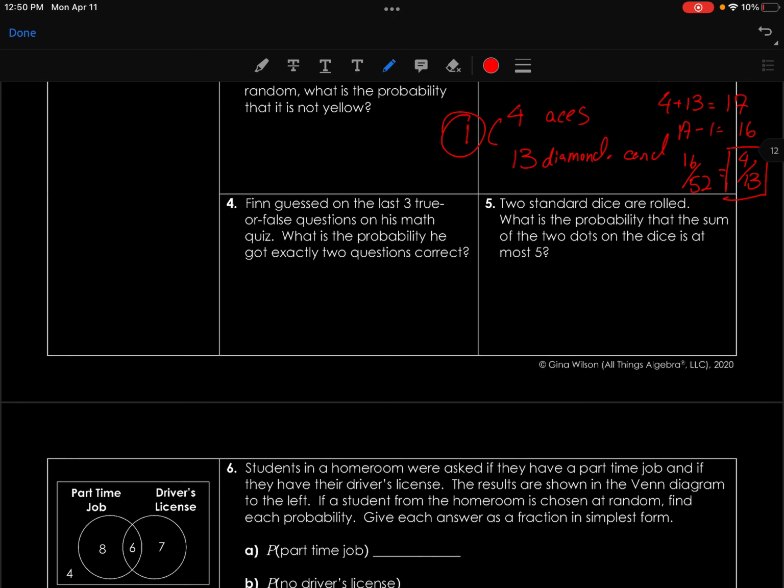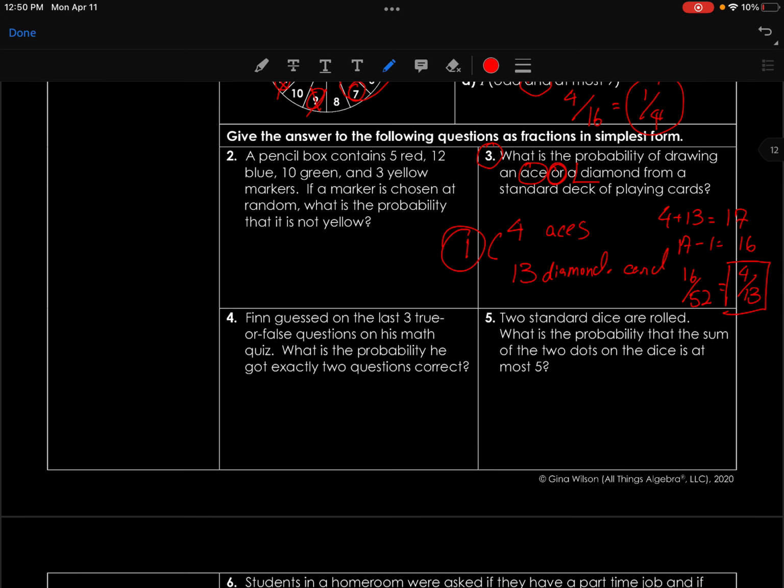We should be good. Ooh, okay. I need to go over this one as well. I should probably go through all the examples. Yeah, we'll just go through all the examples.